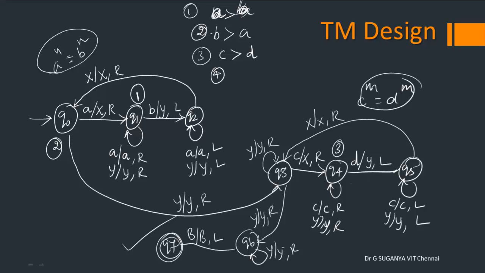What will happen after reaching Q6? From Q3, instead of having a Y, you will have a D, which is D greater than C. So all these things are error entries. If you want to make a perfect diagram from all these points, you have to take the transition to the dead state. That's how we have to design it.